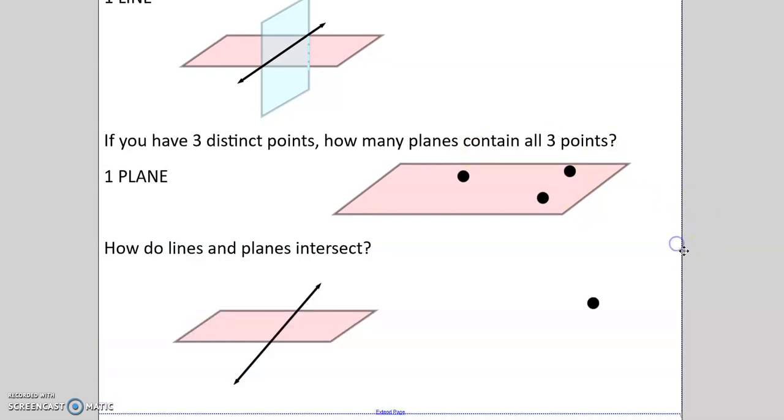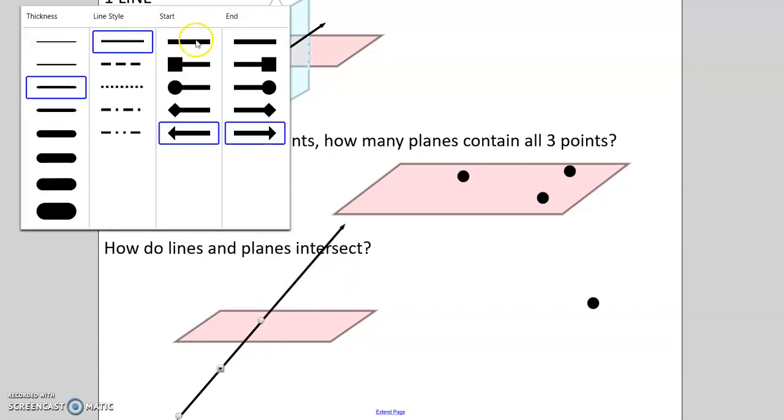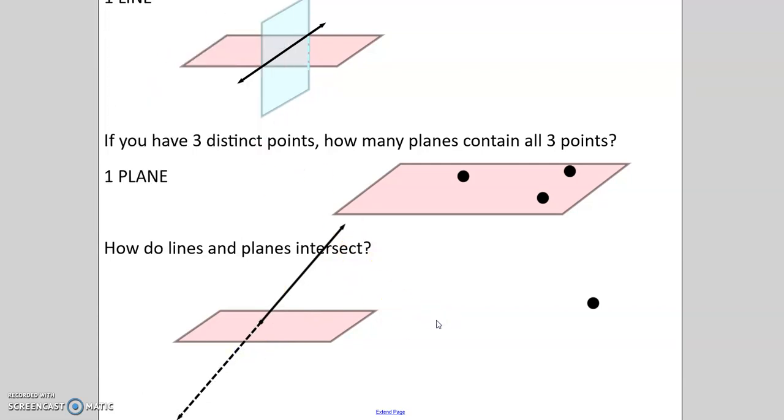And the last type of example we can have is how do lines and planes intersect? Here I have a plane, and here I have a line. The line will go straight through the plane. A good visual would be if I took this line and made it dotted, right? Dotted lines represent it goes through or underneath. What would be the vocab word to describe where it goes through the plane? A point. 1 point will represent the intersection of a line and a plane.